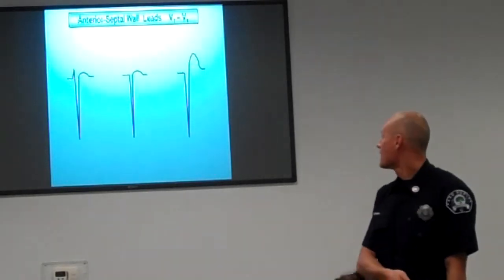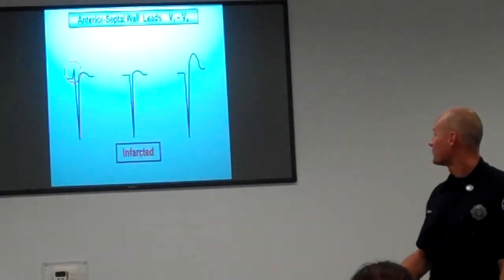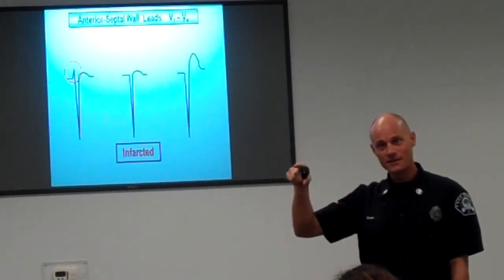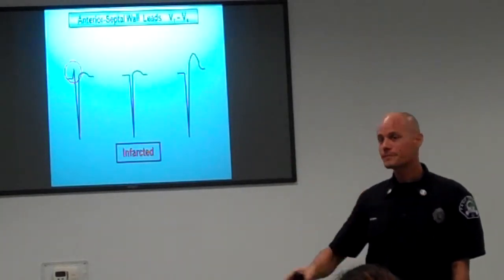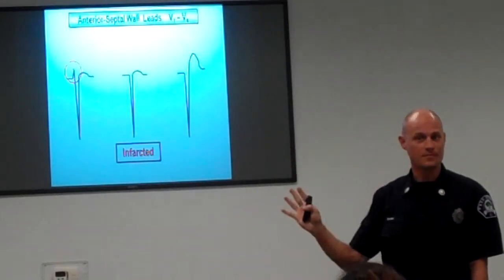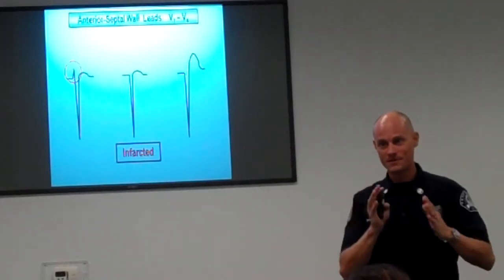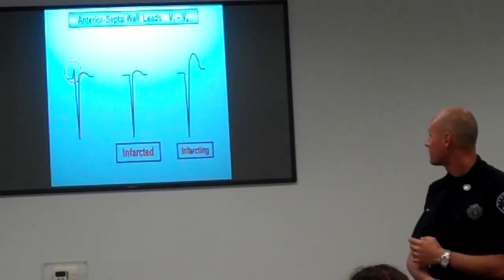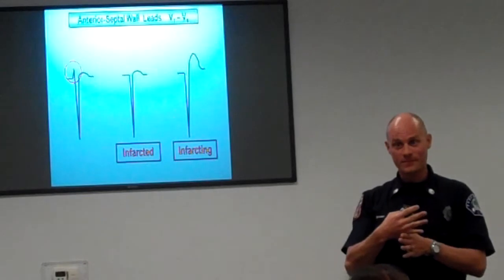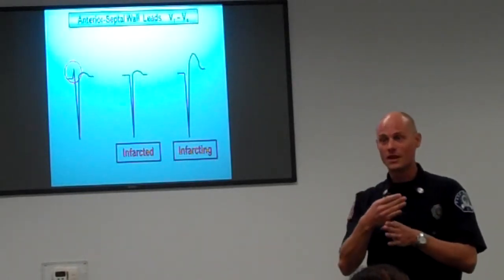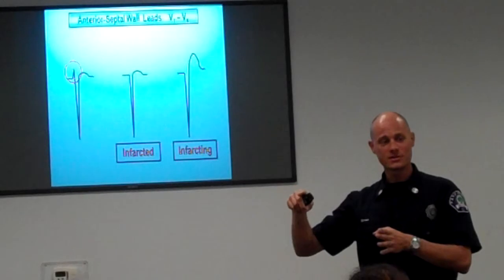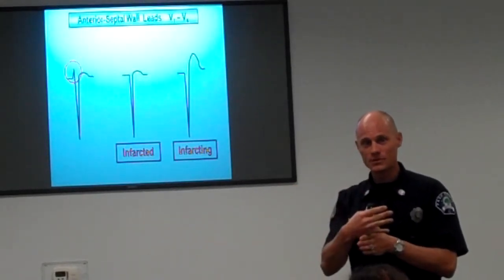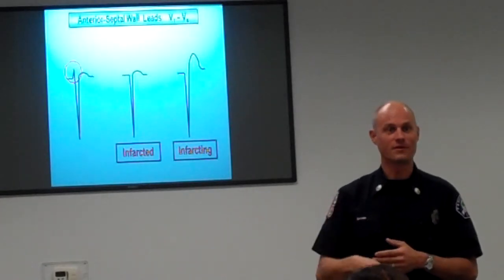Okay? Simple. Like Nick was saying, if you have no R wave and you don't have an ST elevation in V1, 2, 3, and 4, that means it's old, infarcted, dead tissue. Because that tissue is dead, the electrical impulse isn't getting through. If you don't have that R wave in V1, 2, 3, and 4 and you do have ST elevation, that means tissue that should be conducting that electrical impulse isn't, and it's currently infarcting in front of you.